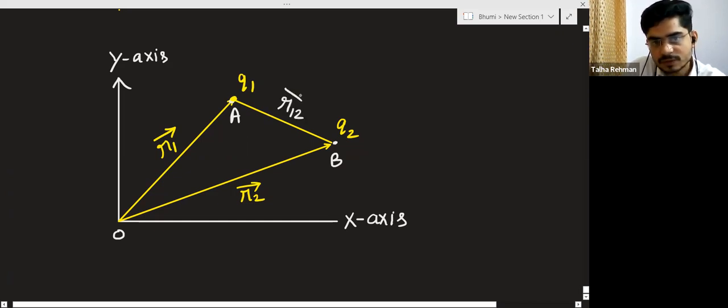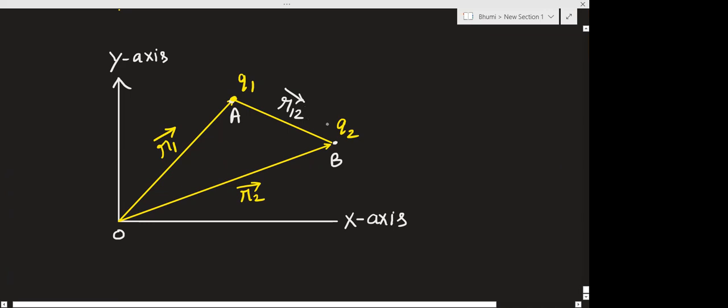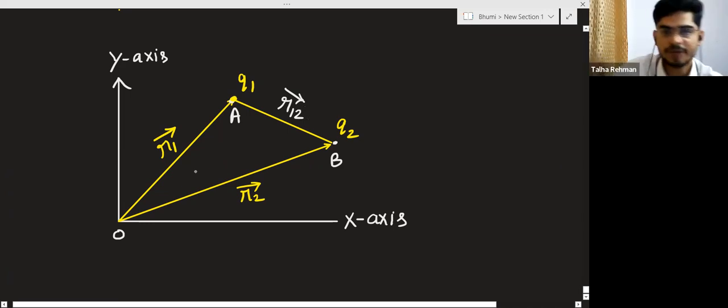r12 vector, because we are moving from A to B. This distance is A to B. This is the distance from moving A to B. Now these two point charges are separated by this distance, but I have written this distance in the vector form.